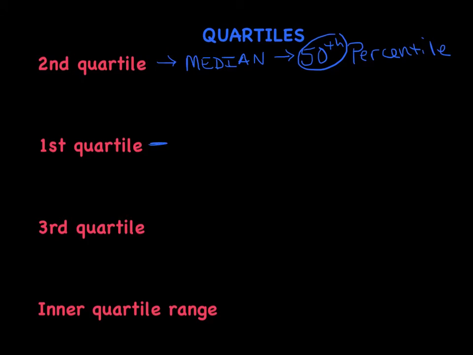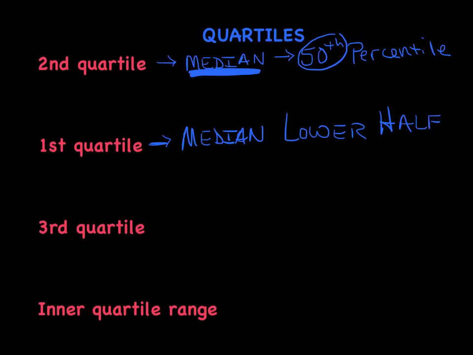Now, the first quartile is going to be, catch this, the median of the lower half. When I say lower half, that's all the data that was less than the original median. That's the lower half. And if you took that lower half and cut it in half again, this would be the middle of the lower half. The third quartile, I bet you can guess this, following a similar pattern, is going to be the median of the upper half of data.